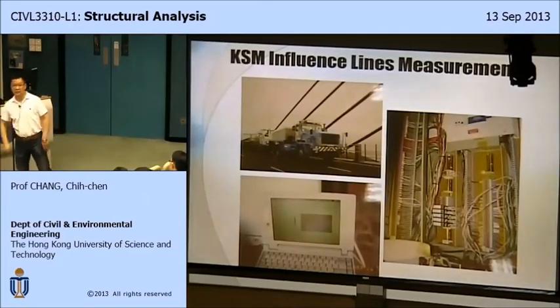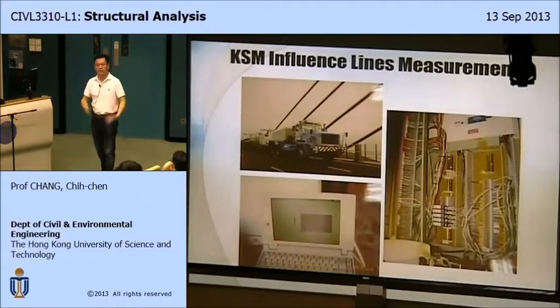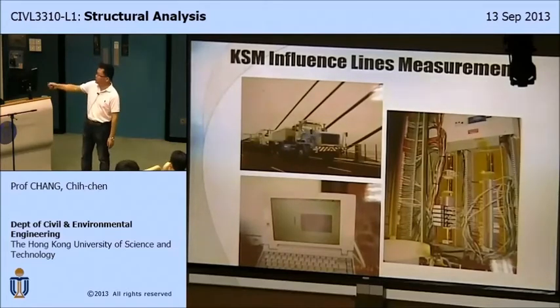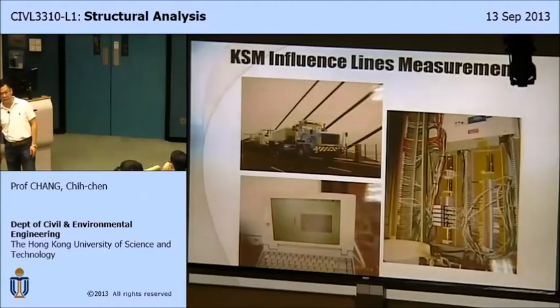So this is a domain that you don't normally see in universities. We are only doing analysis, but in practice, you will need to do this sort of measurement which corresponds with your analysis.